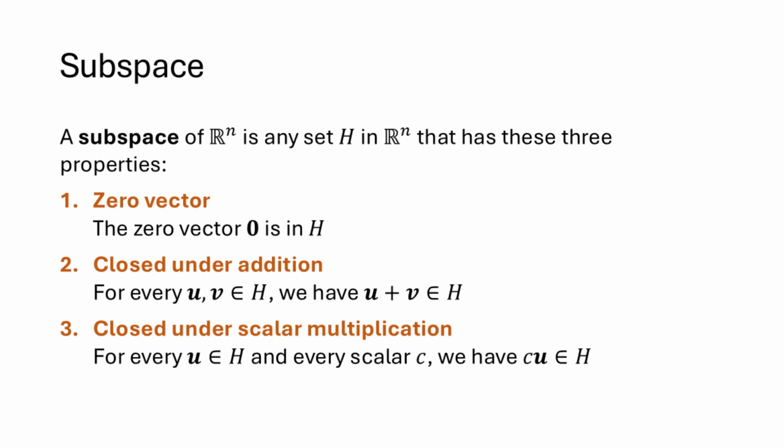That means anytime we have two vectors in our set, the sum of those two vectors must also be in the set. And the set must be closed under scalar multiplication, which means anytime we have a vector in the set and a scalar, when we multiply that vector by that scalar, the result is again in that set.